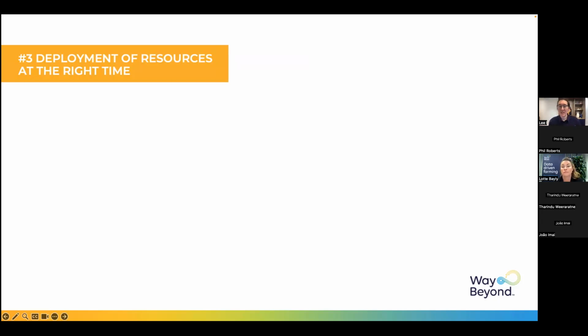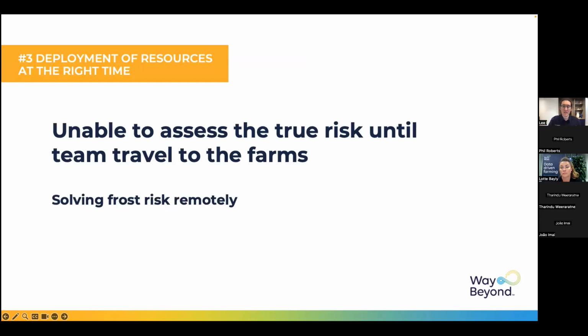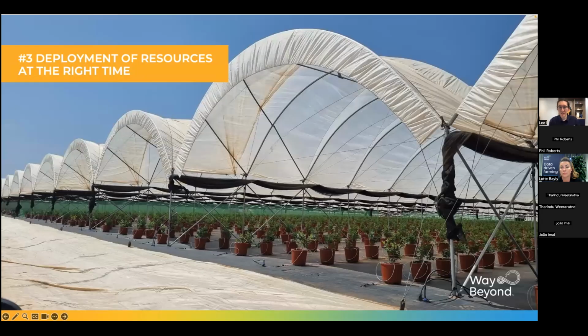A simple example is our work with African Blue, who is Morocco's largest producer of blueberries. Their fruits are grown in polytunnel houses, both in soil and substrate, and they're equipped with basic climate control measures for heating and venting, much like a lot of the growers that we've got on the call today are.